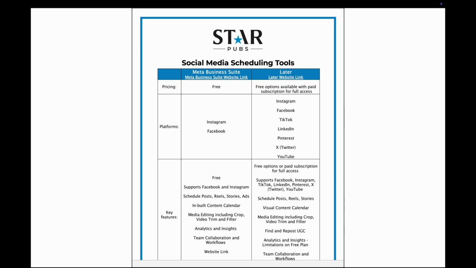There are two main schedulers we recommend looking at: the Meta Business Suite, which is free, and an app called Later. Later has free options available and also paid subscriptions which give you full access to all the features. We've created a scheduling tools cheat sheet which details the pros and features of each tool. You can find this in the notes of this video.